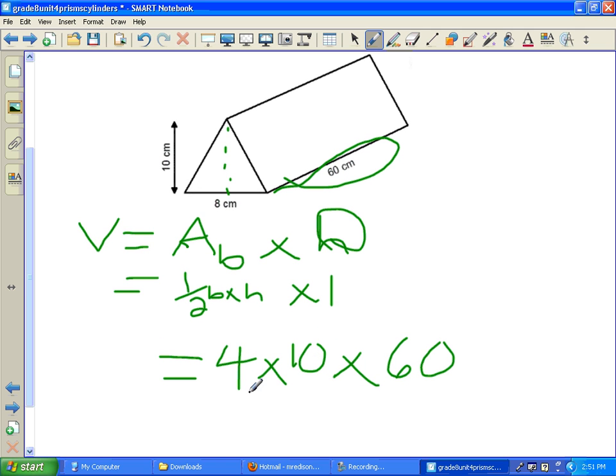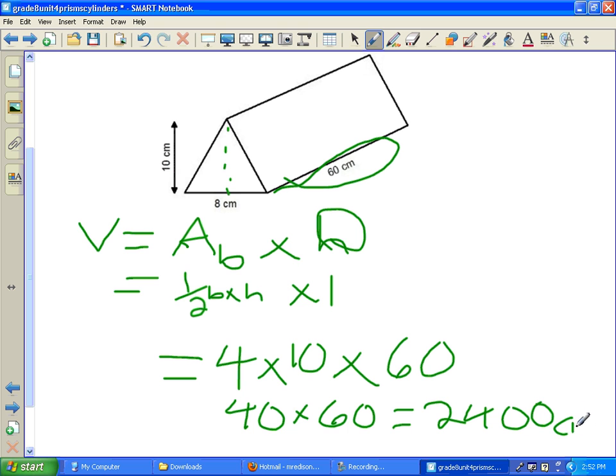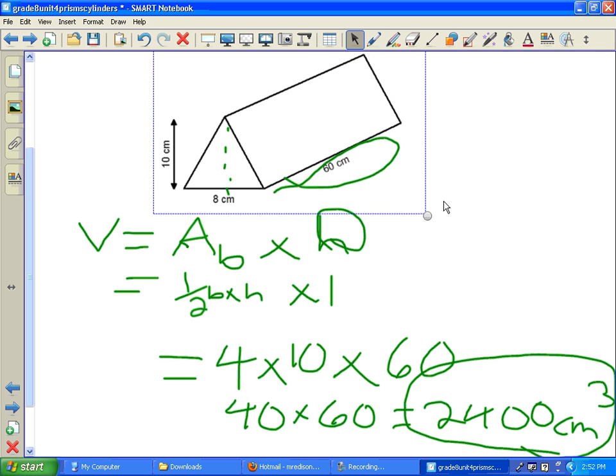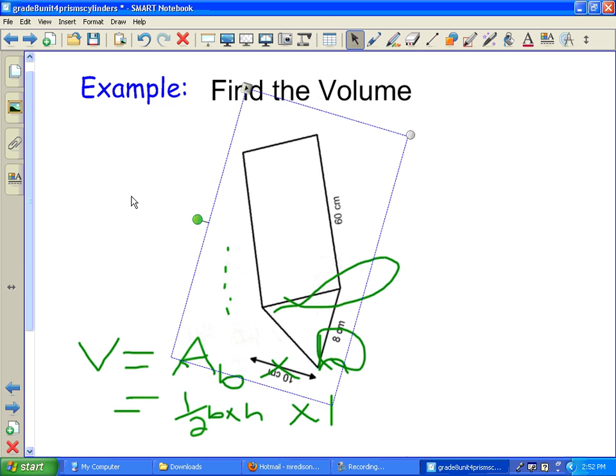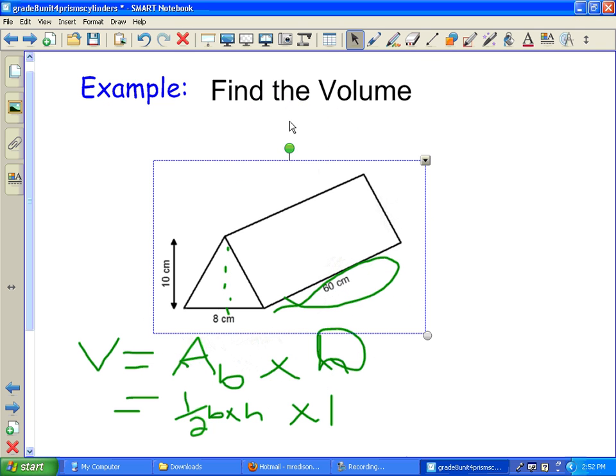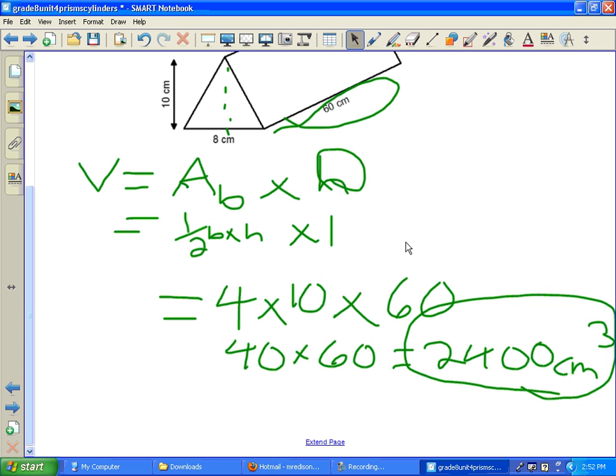So 4 times 10 is 40. Times that by 60, and the answer is 2,400 centimeters cubed for the volume of this entire thing. So right now this is the length. If I were to rotate him, say, like this, then it's the height. So it all depends how you look at it as to whether you call it the height or the length.